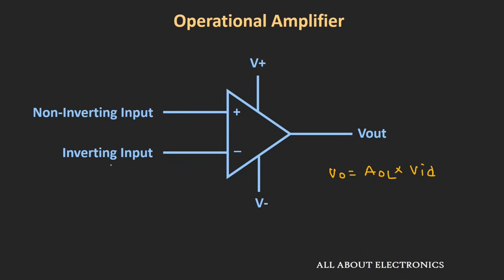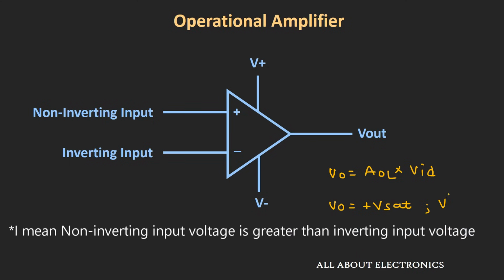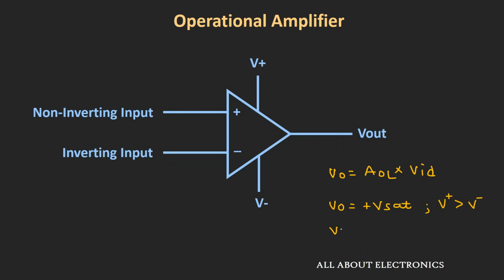So whenever your non-inverting input is higher than the inverting input, the differential input voltage will be positive, and in open loop condition the gain of the op-amp is very high, so the output will be equal to the positive saturation voltage of the op-amp. That means whenever your non-inverting input is higher than the inverting input, the output of the op-amp will be equal to the positive saturation voltage. And likewise, whenever your inverting input terminal is at a higher voltage than the non-inverting input, your output will be equal to the negative saturation voltage of the op-amp. So in this way the op-amp can be used as a comparator in open loop condition.